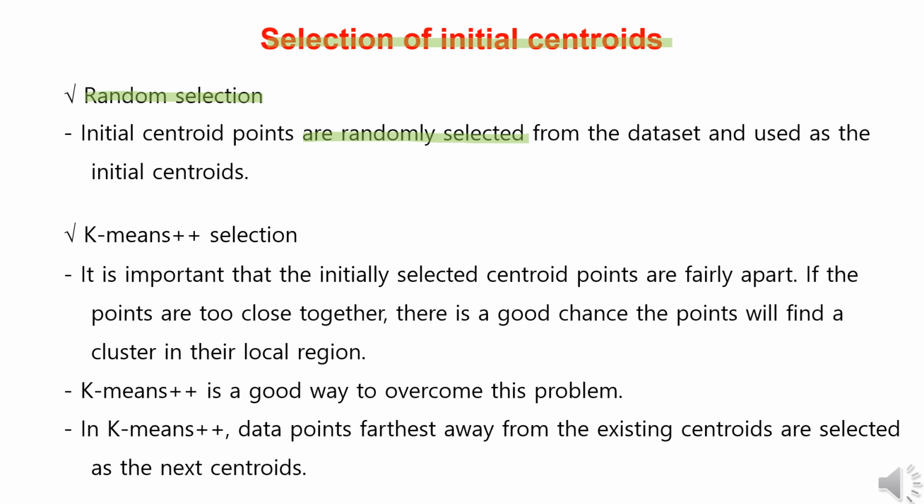Another method for setting the initial centers is the k-means++ method. When selecting initial centers, the key is to make sure they are not close to each other, but are well distributed. K-means++ is a good approach to tackle this issue. It selects the next center as the point that is farthest away from the existing centers, ensuring a more balanced distribution of initial centers.